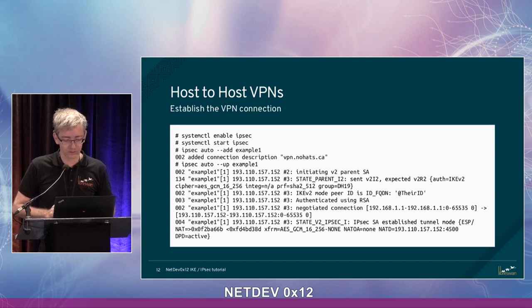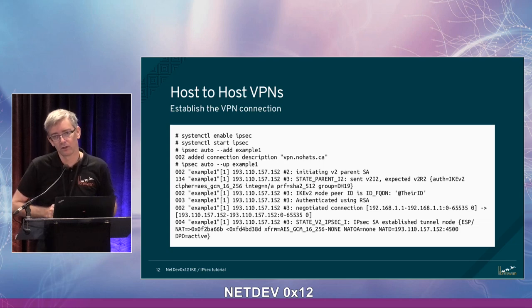You see the two SPI numbers. So the SPI number for the lookup that Sowmini talked about is actually per direction. So you have one SPI for the incoming part and one SPI for the outgoing part. It also tells you the transform used. In this case, it was AES-GCM. None refers to the integrity algorithm.